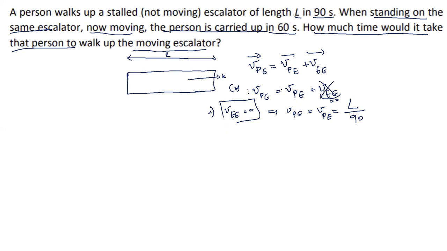Now, in the second sentence here, I'm saying that now when standing on the same escalator, now moving, the escalator is moving. Okay, but the velocity of the person with respect to the escalator is 0, because the person is on the escalator and the person is not moving. Got my point? Okay, so that means what? That means that if I have v_pg equal to v_pe plus v_eg, now the escalator is moving, so this is different from 0, but this is equal to 0 here. Okay, because I'm standing on the escalator.